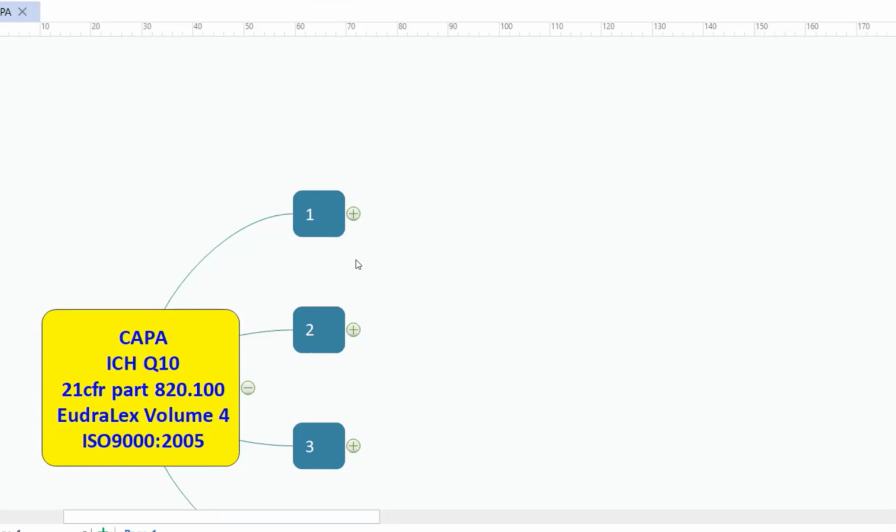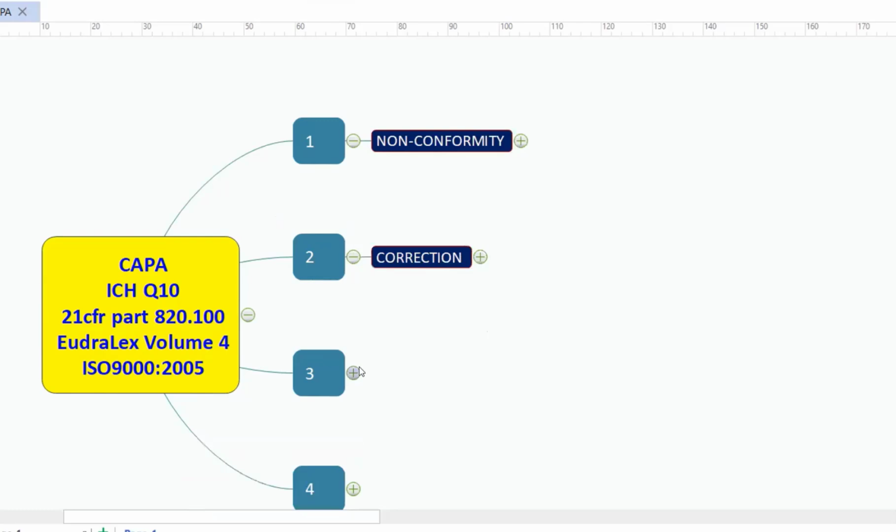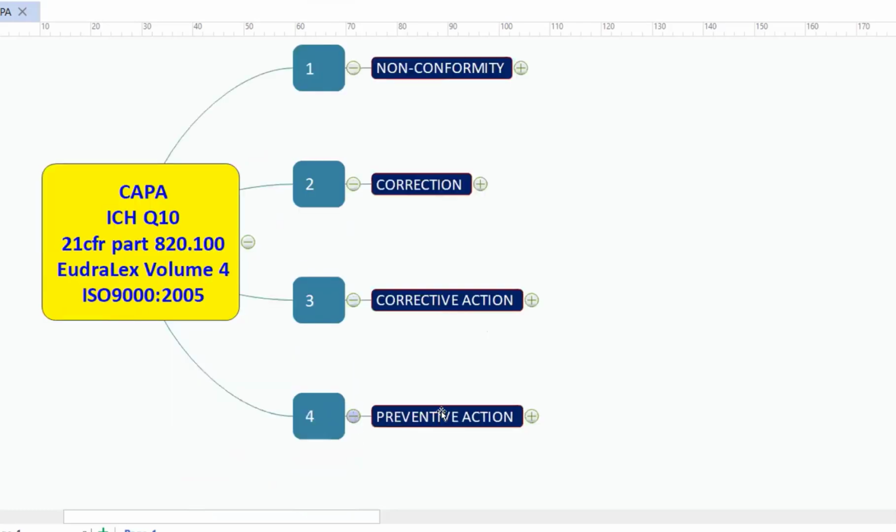Right, so let us understand what are the different terms we are going to talk about today. These are the four terms we are going to have a discussion on. What are they? Let me zoom in.